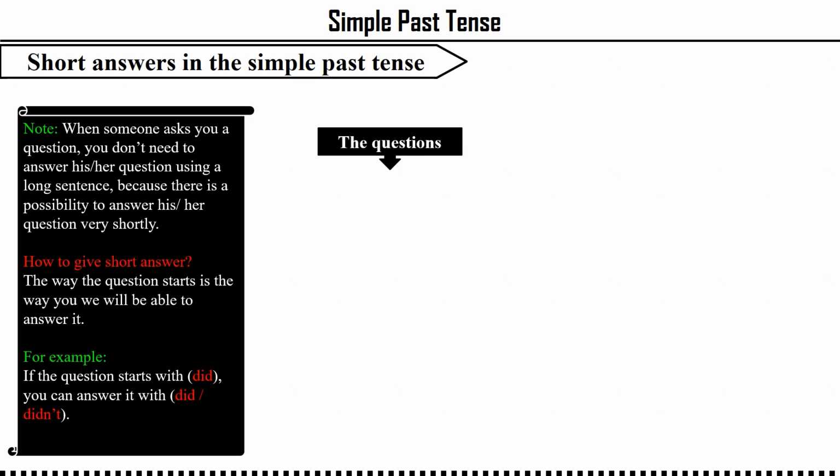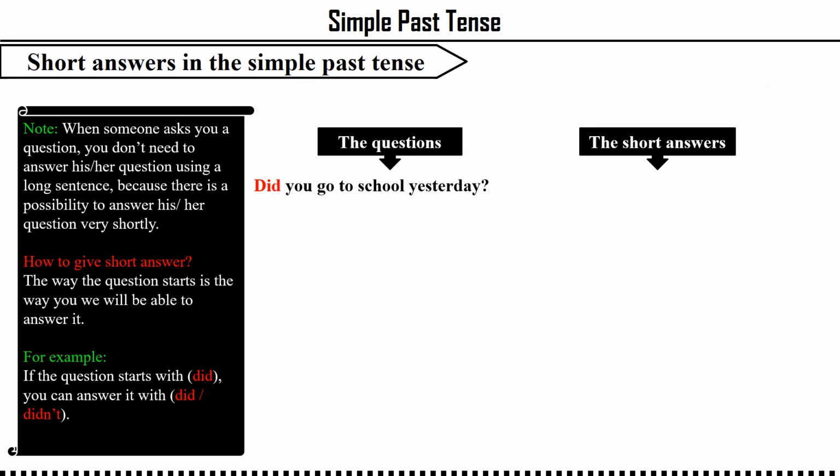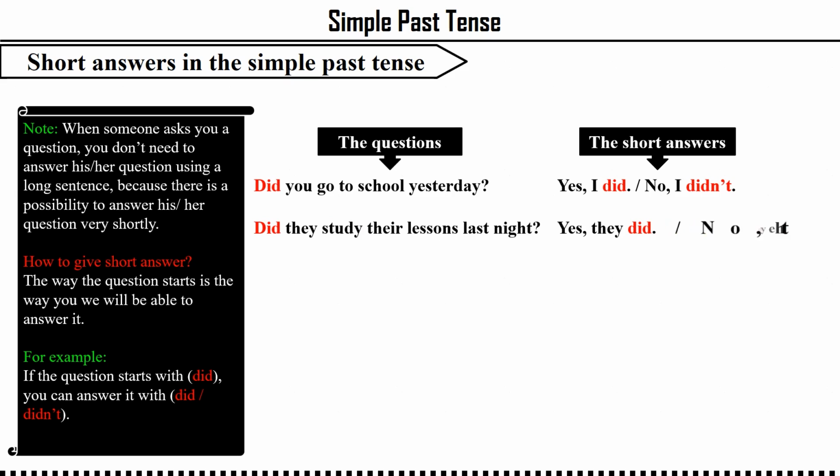Let's look at some examples. The questions and the short answers. Did you go to school yesterday? If you went to school yesterday, you can say yes, I did. If you didn't go to school yesterday, you can say no, I didn't. Did you go to school yesterday? Yes, I did, or no, I didn't. Did they study their lessons last night? Yes, they did. No, they didn't.